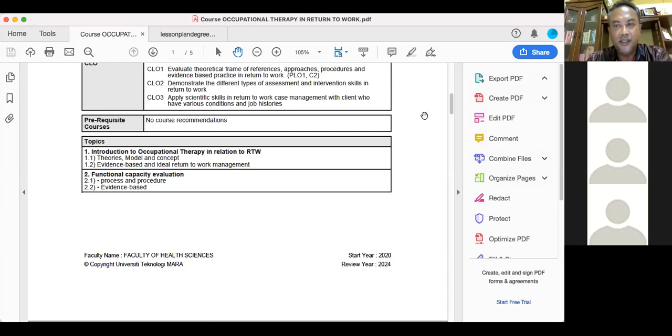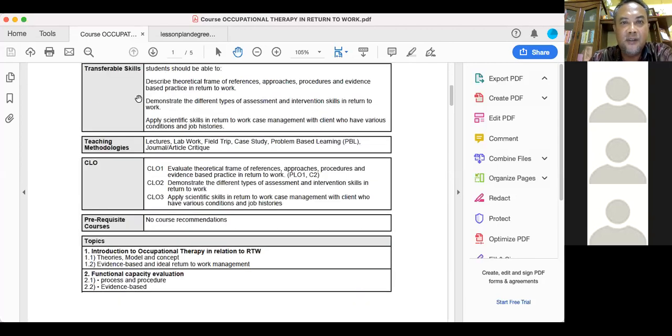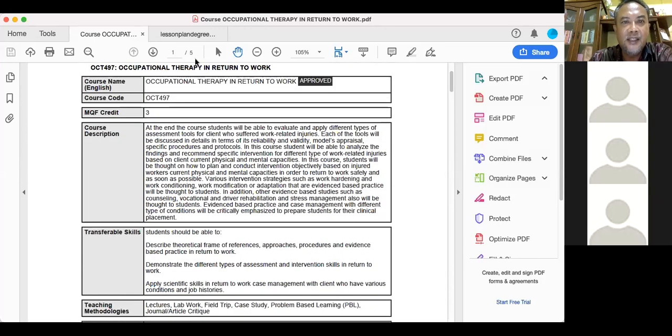So this subject is very important as an OT. One of our roles is to return injured workers, mental health workers, disabled people, ada injuries ke, heart problem ke, stroke problem, to return to work. So it's very important for OT. So this subject.